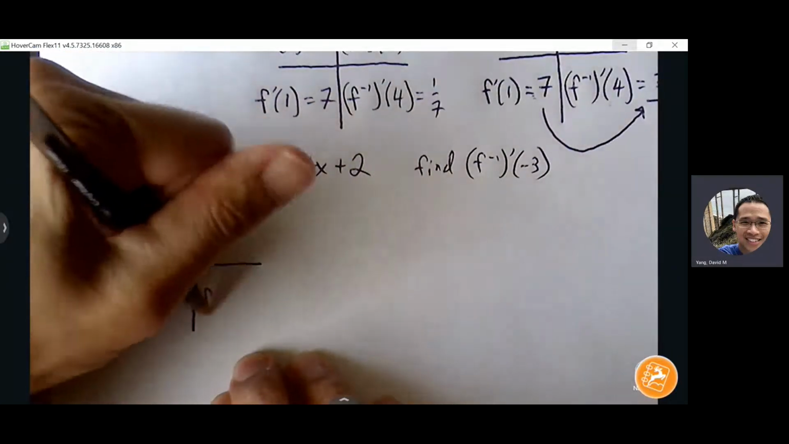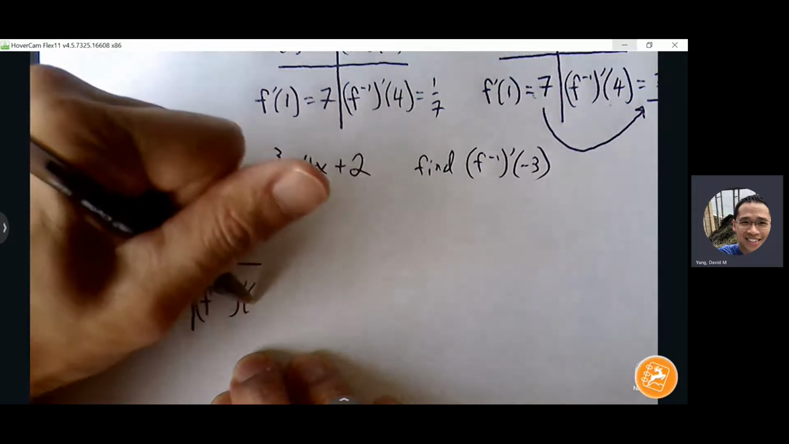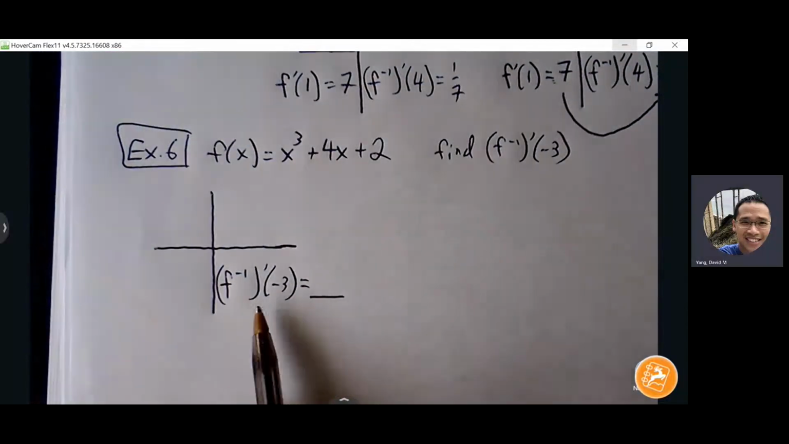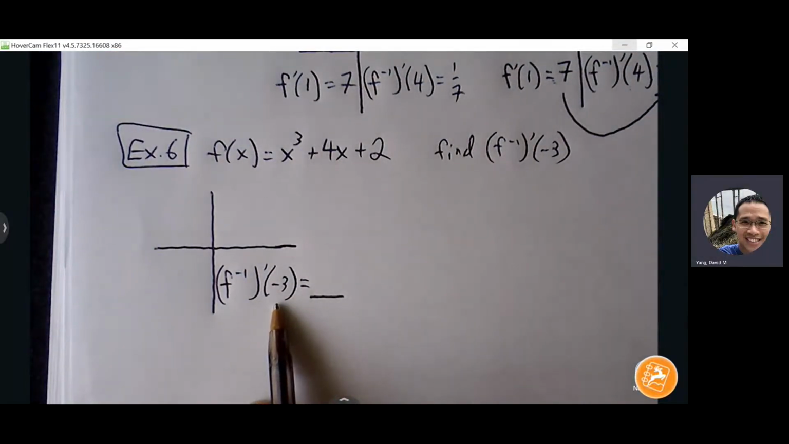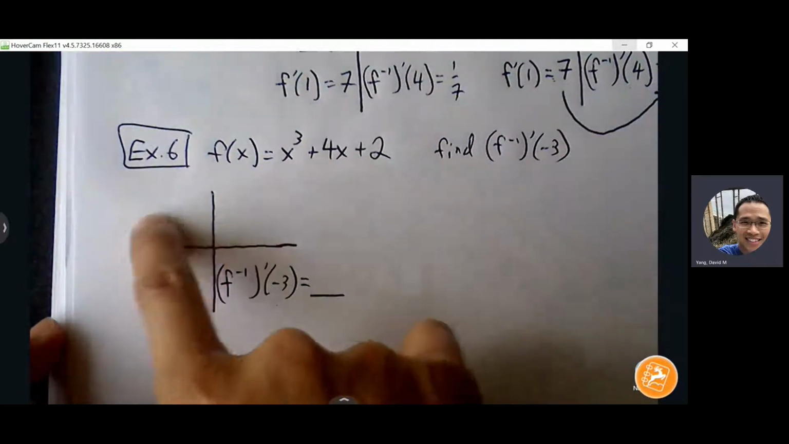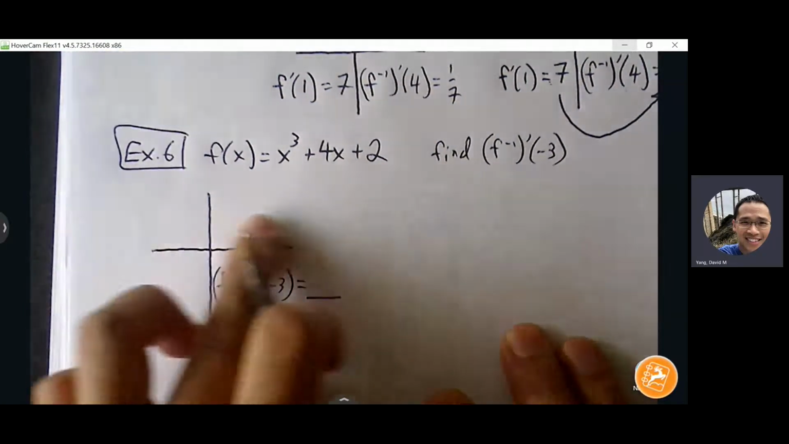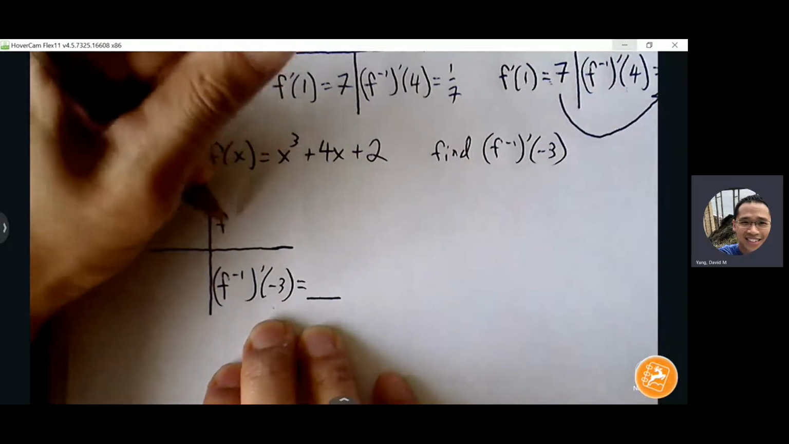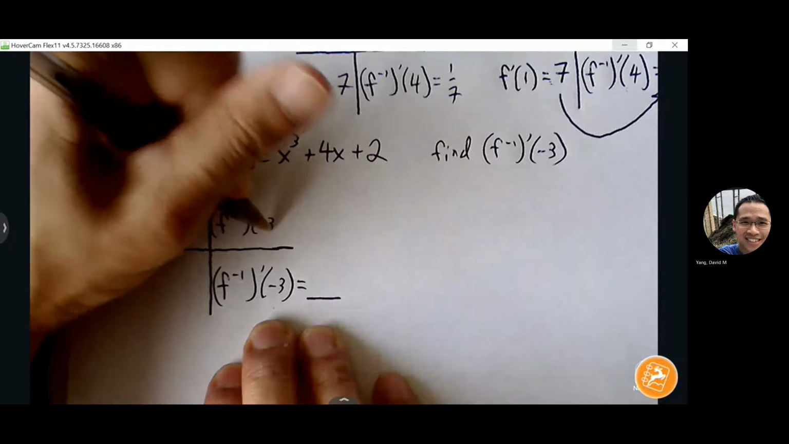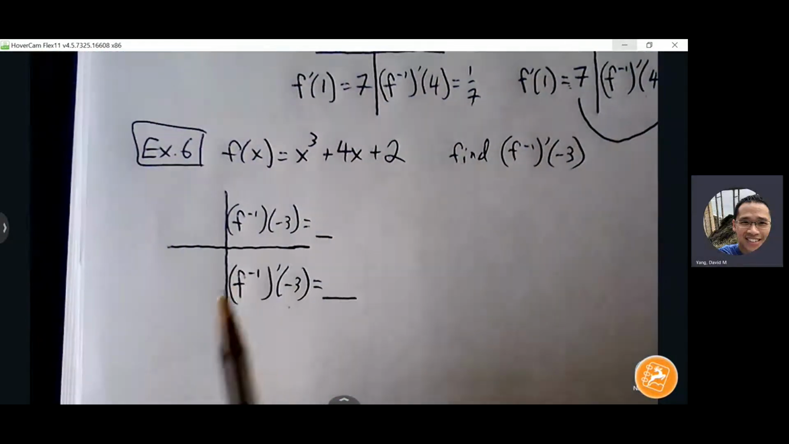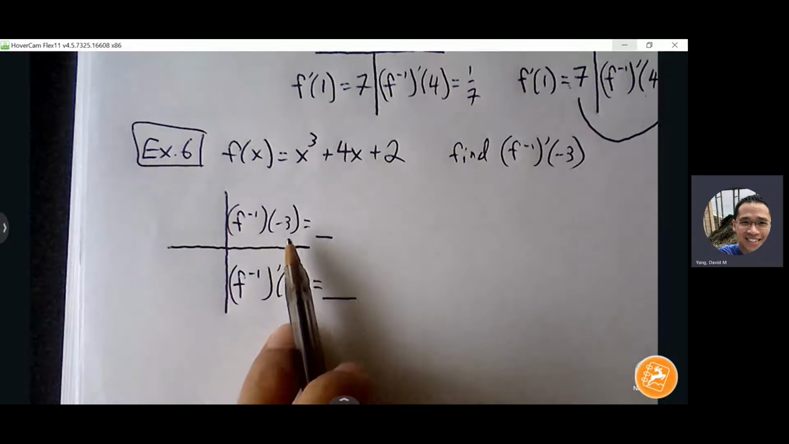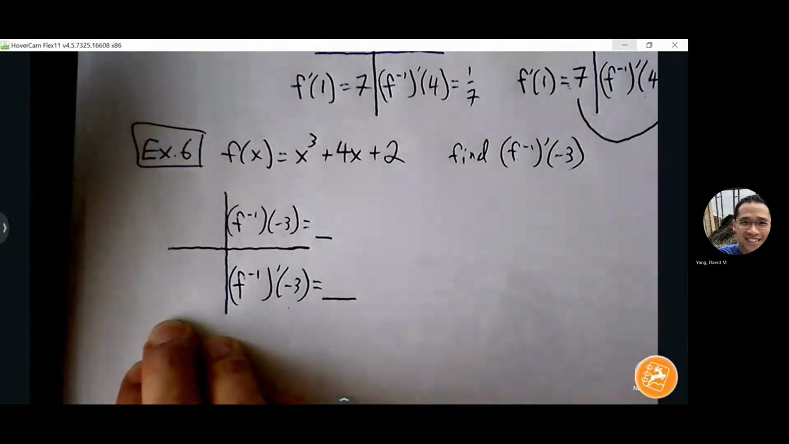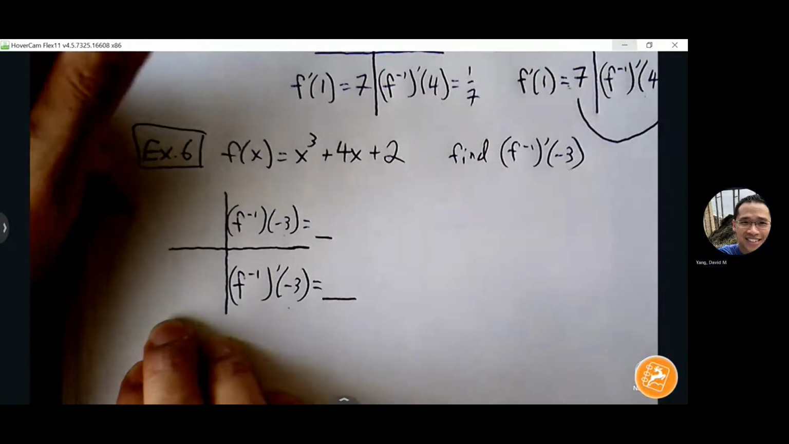So I'm looking for the derivative of f inverse at -3. Now I know -3 is the x value of my inverse. So in my first column, first row, I'm just going to put down information on the ordered pair side of things. I don't know what the y value of my inverse function is, but I do know that -3 is the what of my function, the y value.